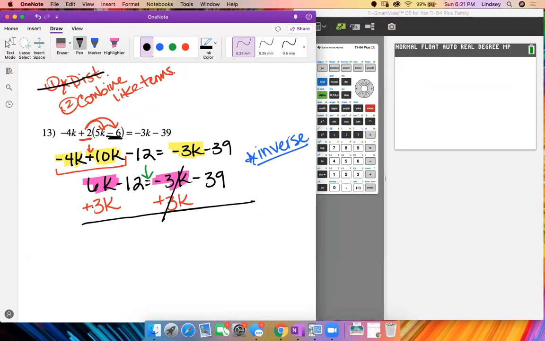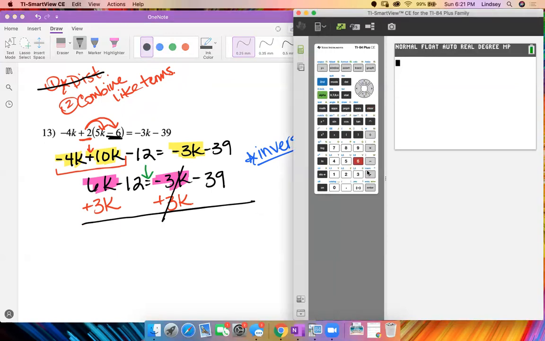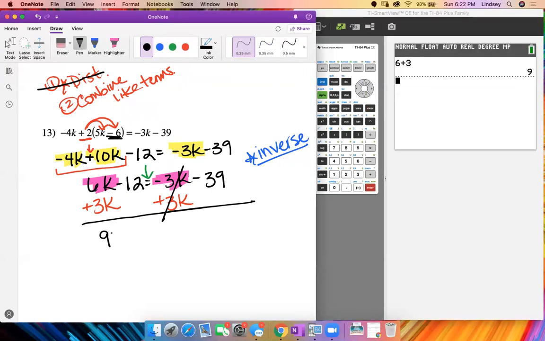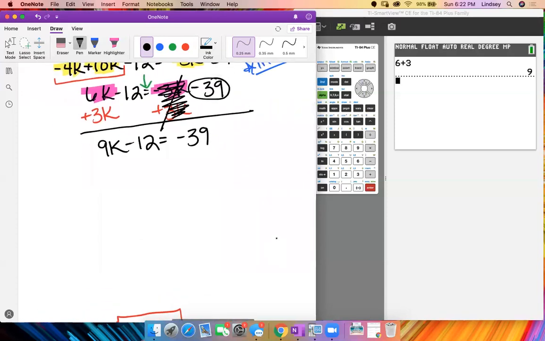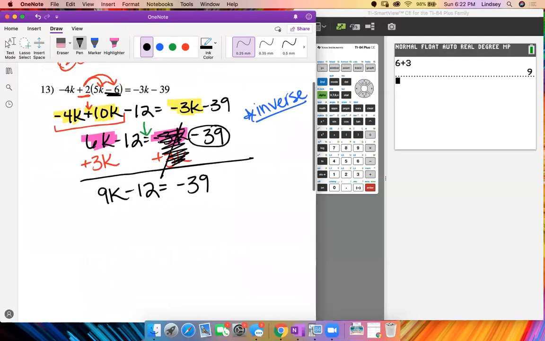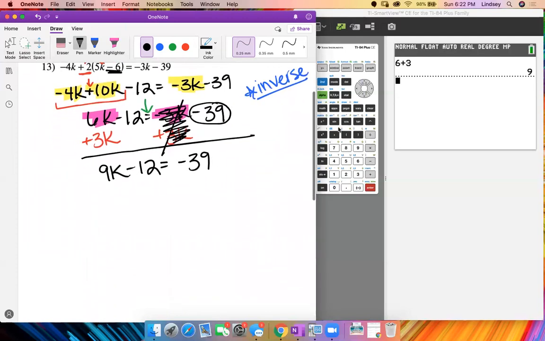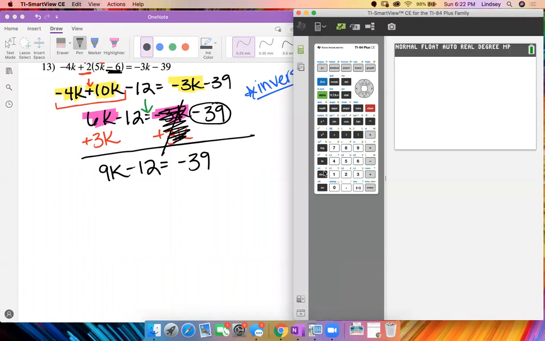So I have 6k plus 3k. So 6 plus 3 gives me 9. So I have 9k minus 12 equals, that all canceled. So I'm left with negative 39 over here. All right, and the way this is set up now is we had to do all of this first in order for it to look like a regular equation, okay? So that's why it's so important to remember all of those steps, okay?